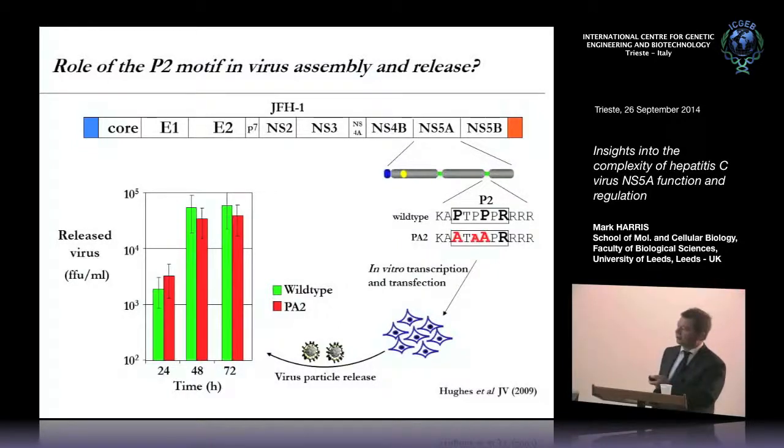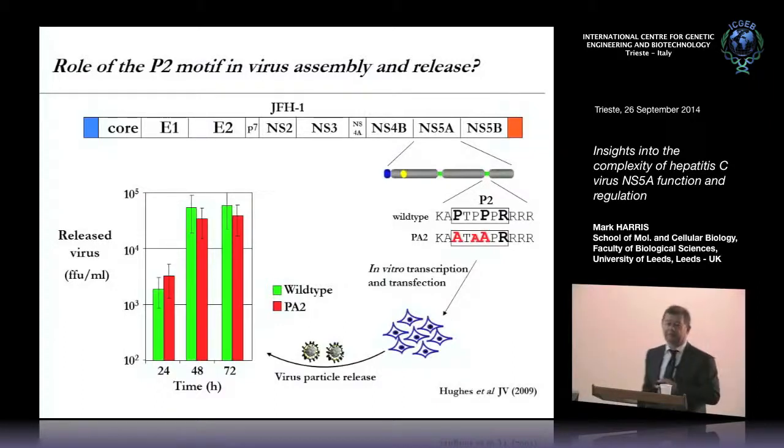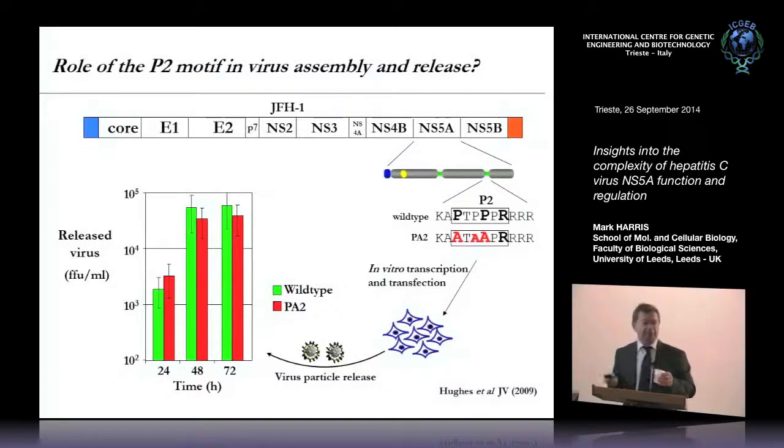So here's the data. Released virus from either the wild type in green or the PA2 mutant in red over various time points after transfection of cells with the transcript. And you can see that they both release decent amounts of infectious virus, and there's absolutely no phenotype for this proline motif. So this is bitterly disappointing, as you can imagine, because it's absolutely conserved, so why would it not have a role?